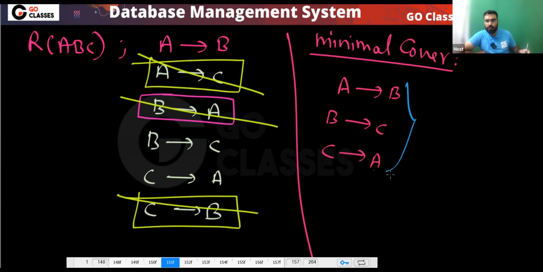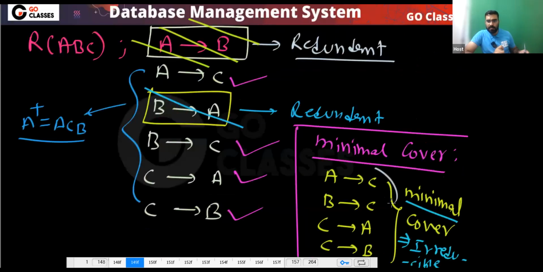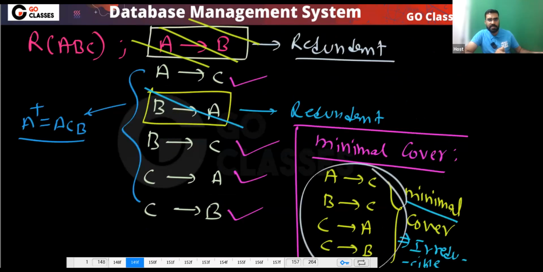Did you notice here you have 3 FDs? This is also a minimal cover. This is also irreducible. You cannot reduce it further. But did you see the difference? This is also a minimal cover, this is also a minimal cover, and this is also a minimal cover. Here you have 3 FDs and here you have 4 FDs.